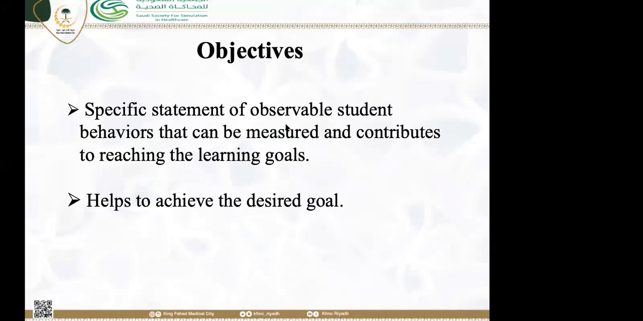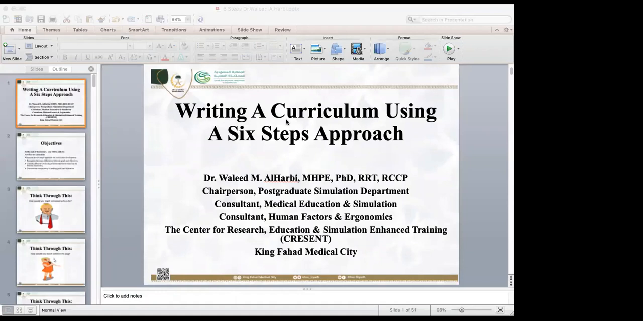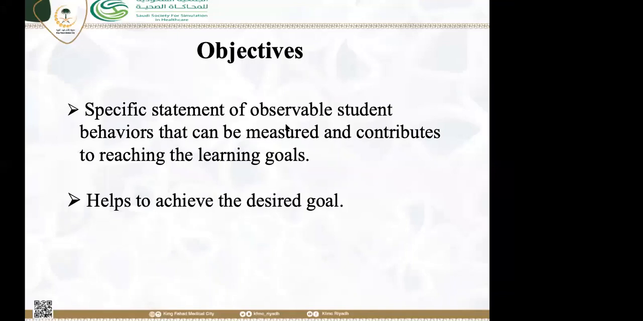So, what about the objectives? Objective is a specific statement of observable students' behavior that can be measured and contributes to reaching the learner's goals. This is an example. So, objectives are only short goals that can help us to reach the overall main goal.